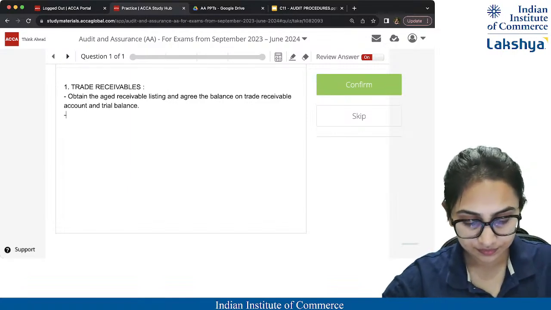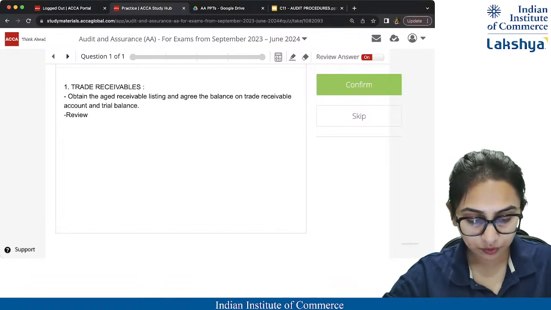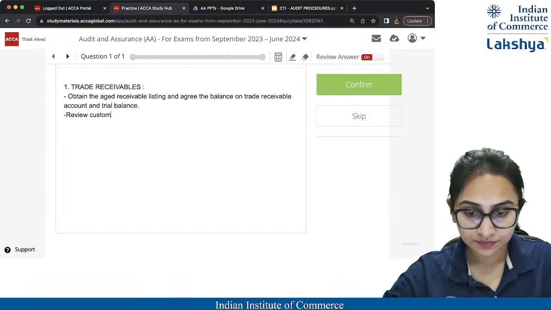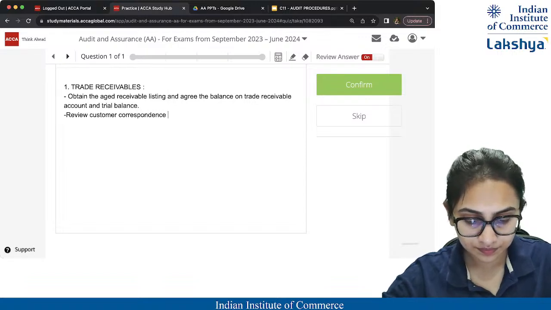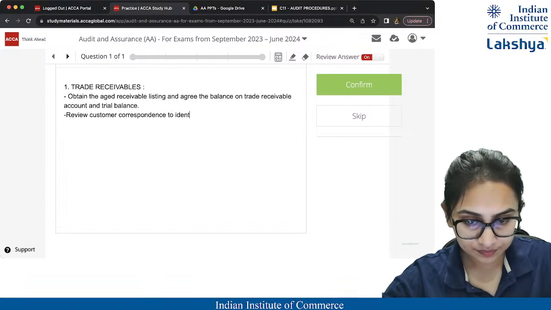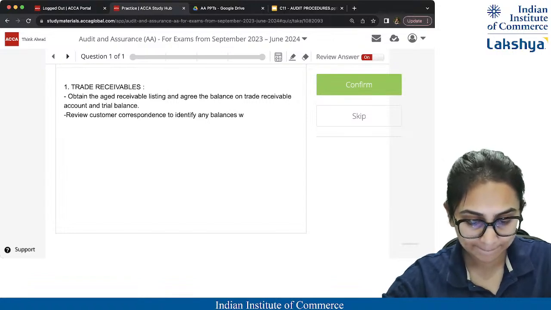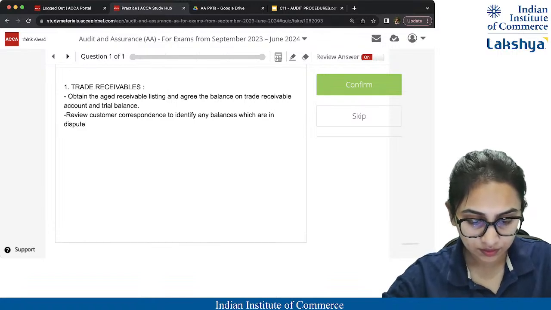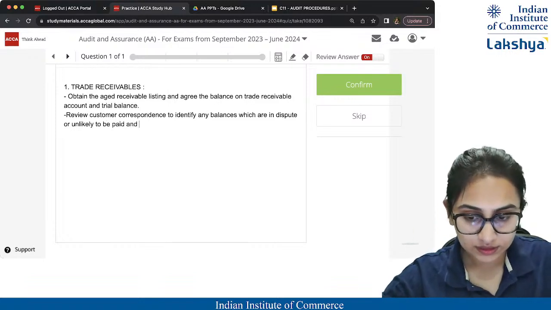Next, review customer correspondence to identify any balances which are in dispute or unlikely to be paid and discuss with management.